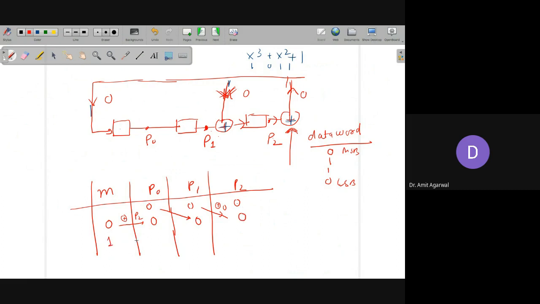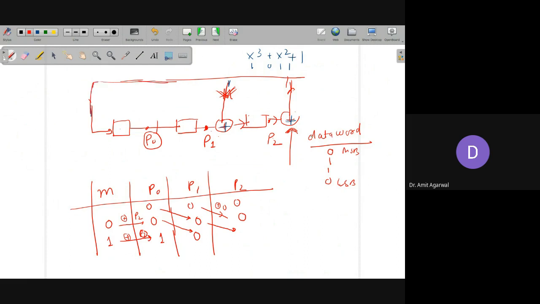Next we entered 1. 1 XOR with P2 will be P0. So P2 is 0, so it will be 1. And now P1, because P1 and P0 have no XOR between them, whatever value was at the previous instant for P0 will now be for P1, which is 0. Now what value does P2 have? Because now you have entered a new bit, you have to change it.